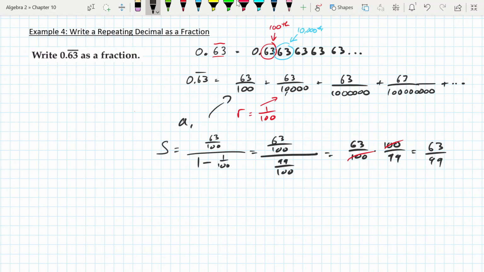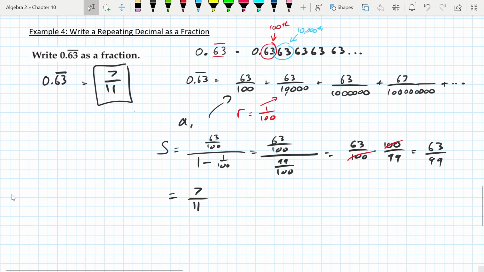63 divided by 9 is 7, and 99 divided by 9 is 11. So 0.63 repeating as a fraction is 7/11ths. Pretty neat, right? So that's the first way of solving this. Let's go ahead and take a look at the second way.